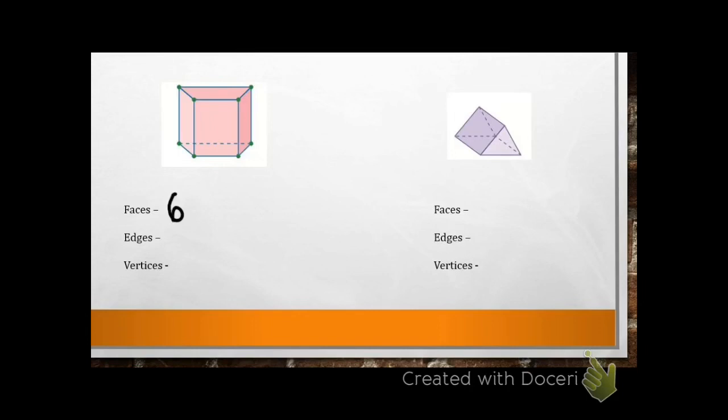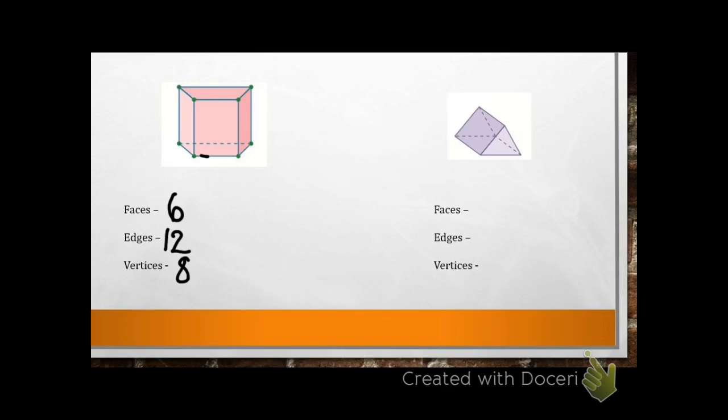Now edges, or how many line segments are used to draw this shape. Think about there's 4 on the top, there's 4 on the bottom, and then you have 1, 2, 3, 4 on the sides. So that would be 12 edges. Then our vertices are all of our points, and they have those marked for you, so it makes it a lot easier to count them, and we have 8 vertices.